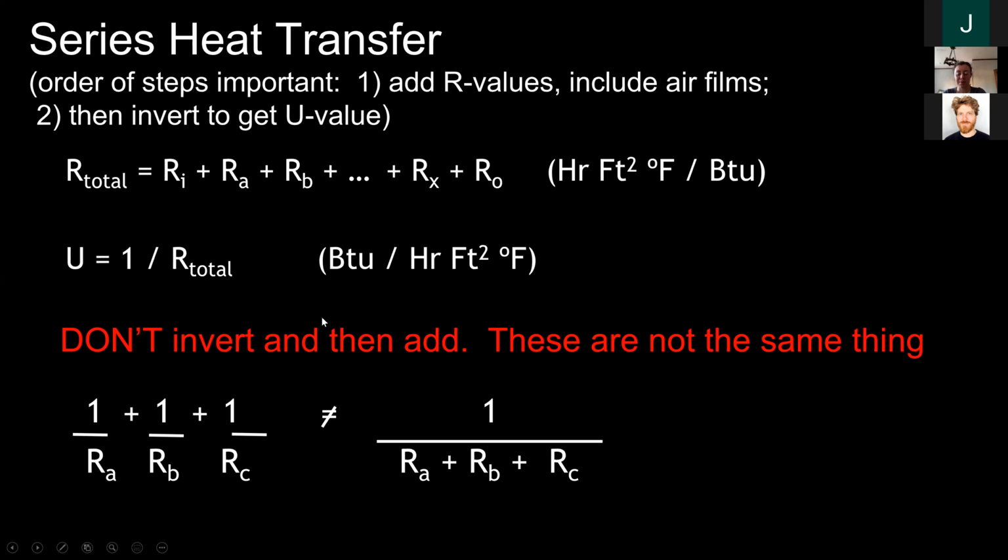But don't invert them first and then add. The order is very important: sum the R values first and then invert, rather than inverting each individual R value and adding. Not only is that more difficult, it's not the order we want. You always want to sum the R values first and then invert to find the U value, because you will not get the same answer by reversing the order of operations.